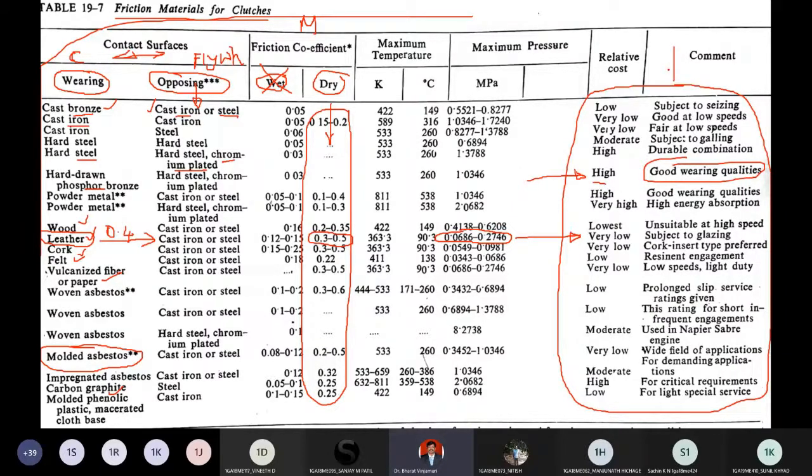Certain comments he has given. I want you to spend some time to understand this. While solving the problems you understand this, but spend some time to understand it. This is where the knowledge point of view comes into the picture. So this is how exactly the frictional materials for clutches will be selected. Any questions, guys?